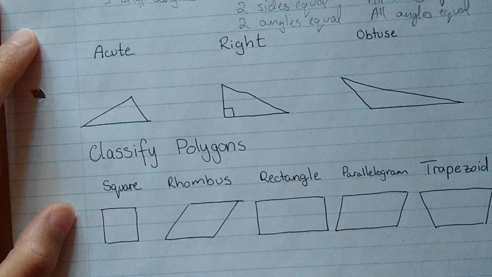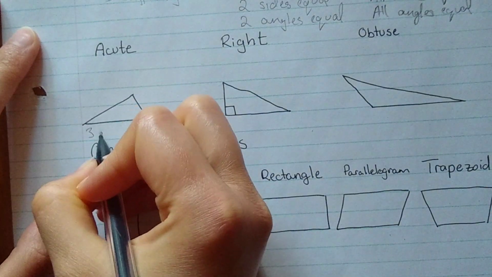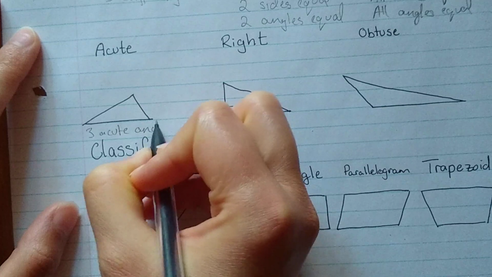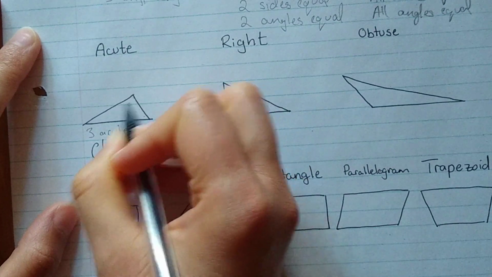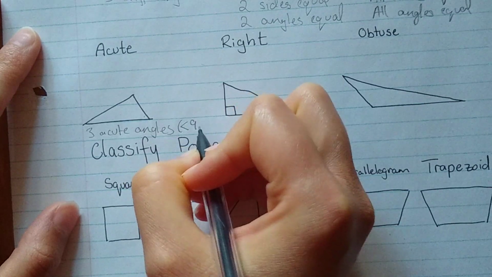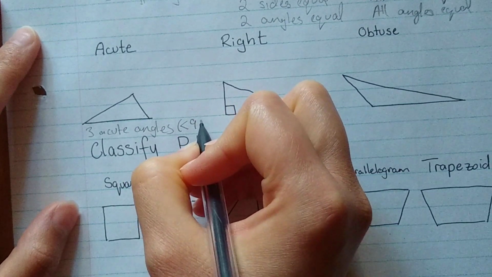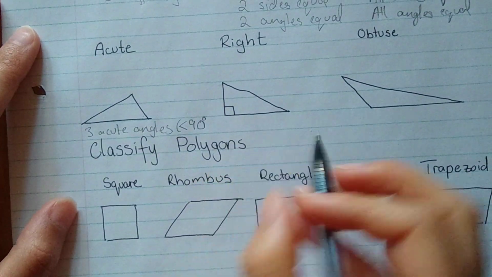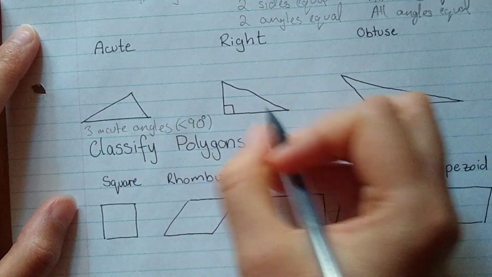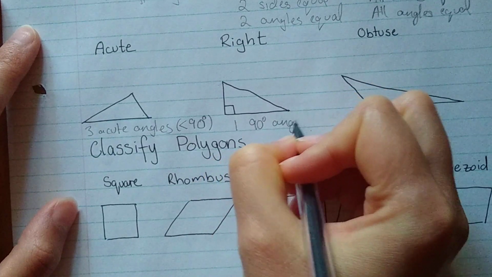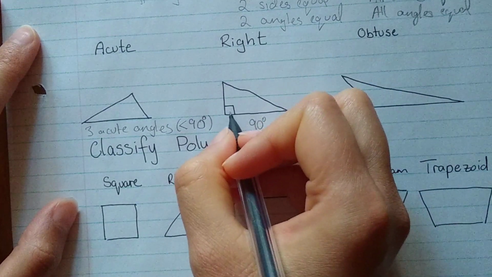An acute triangle has 3 acute angles, which just means that all 3 angles, this one, and this one, are less than 90 degrees. A right triangle has 1 90-degree angle, and it's denoted with a square.